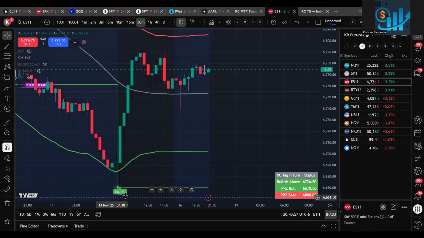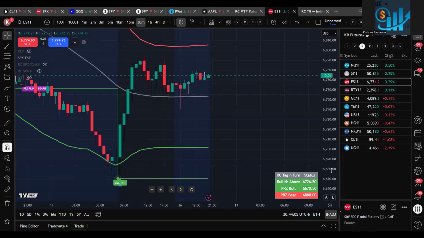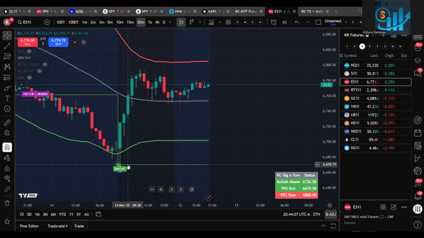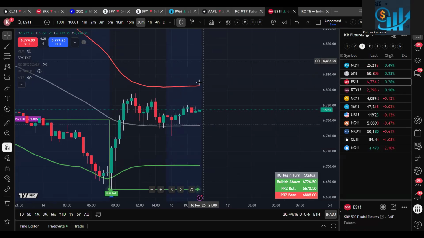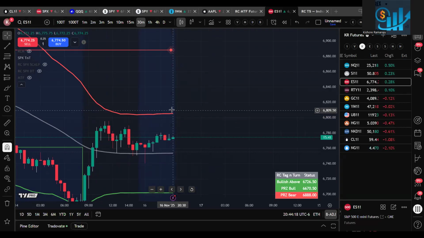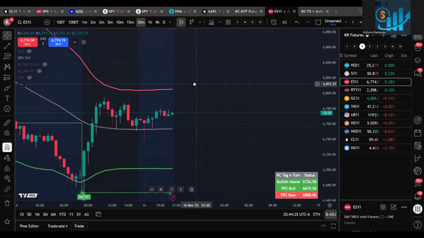On Friday morning we got a bullish tag and turn. That means next 4-5 hours you can focus mainly on the ES long opportunities. It went all the way to 6660, moving 120-130 points up. Did some consolidation. It will continue to go up maybe tomorrow or the day after. This is where you have a strong resistance.